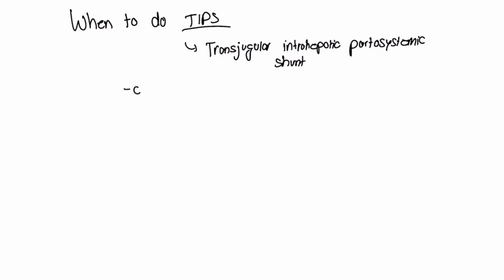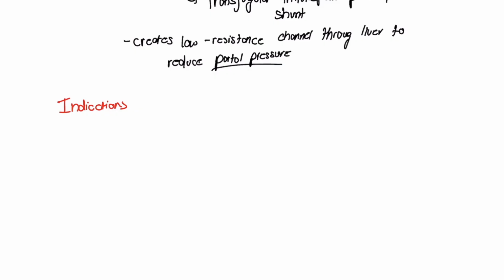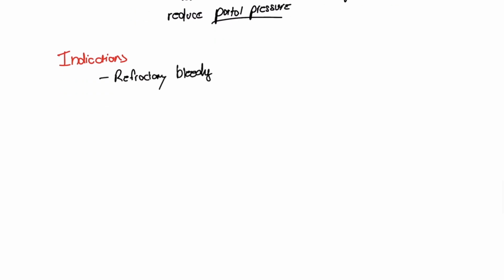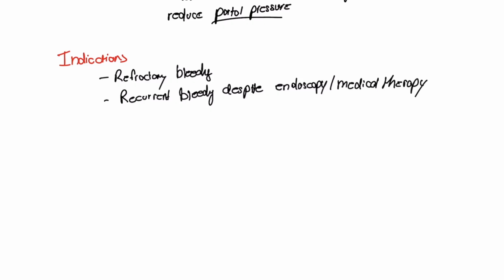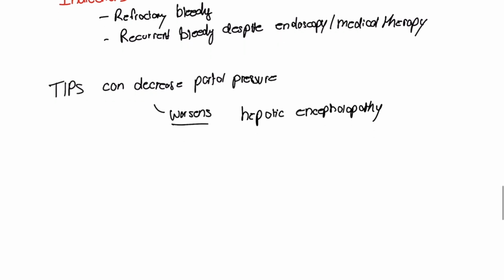So when do you do the TIPS, or the transjugular intrahepatic portosystemic shunt? This is a shunt that creates a low resistance channel through the liver to reduce portal pressure. Indications are refractory bleeding and recurrent bleeding despite endoscopic or medical therapy. TIPS decreases portal pressure very effectively, but it can also worsen hepatic encephalopathy. So it's important to remember these patients can get very altered.